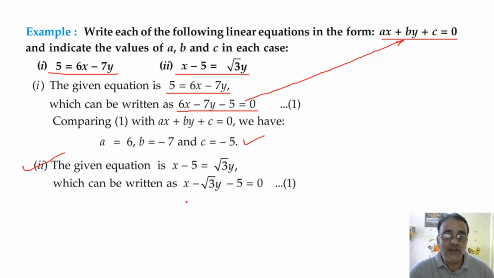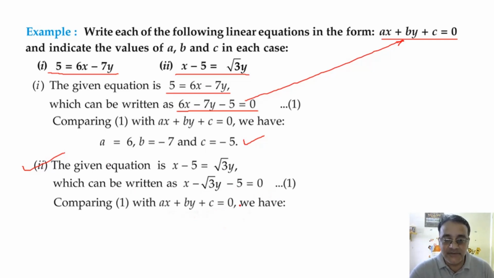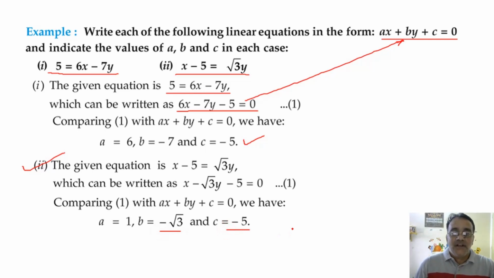Now we have to compare with the standard form. What is the value of a? 1. What is the value of b? Minus root 3. What is the value of c? Minus 5. So comparing equation 1 with ax plus by plus c is equal to 0, we have a equal to 1, b equal to minus root 3 and c equal to minus 5. So this is the second type of question. Any doubt here? No. Okay.